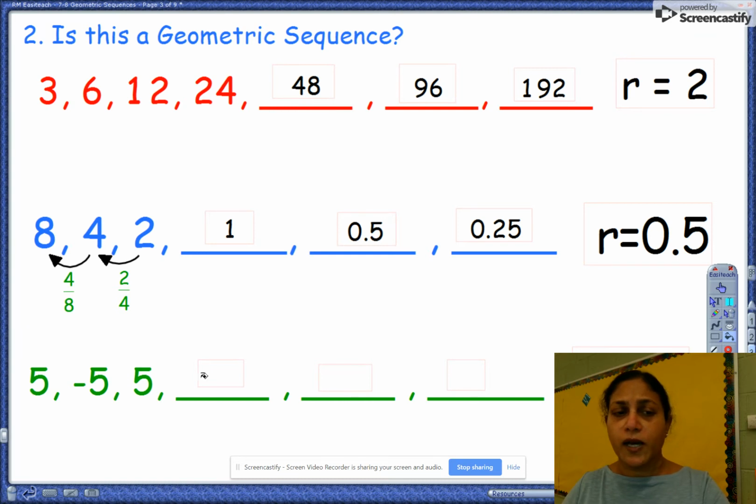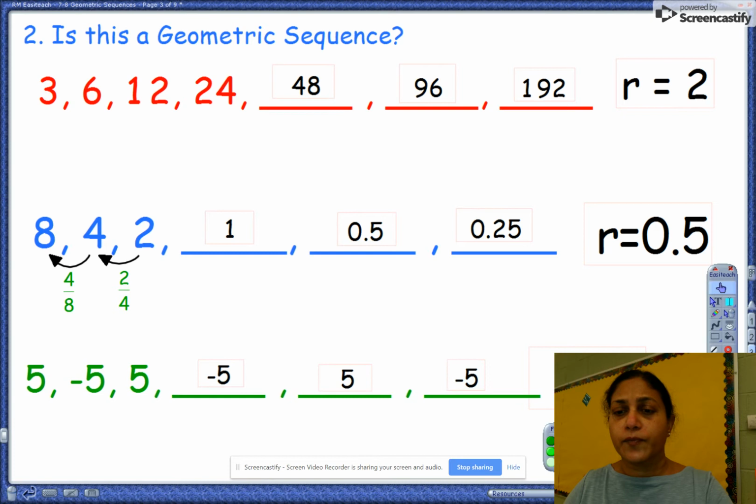The next one is a very tricky kind of sequence. It's being multiplied by -1. So -5, +5, -5. And this technically is also a geometric sequence because we are just multiplying by -1 every time. So the r happens to be -1. In case you cannot see it, I'm going to type it for you. r is equal to -1.